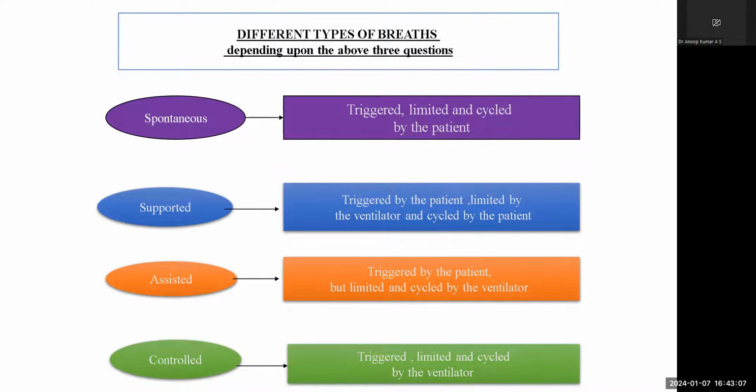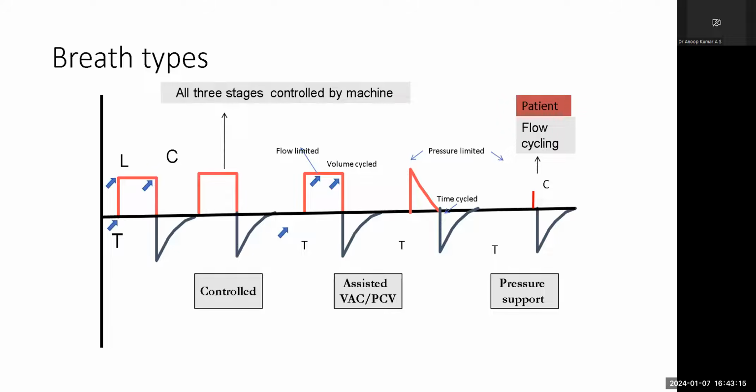Then we have a spontaneous breath, which is triggered, limited, and cycled by the patient, where there is no support at all. That is something like a CPAP. But supported will be CPAP with pressure support. Or in a breath also, you can have a supported breath. So the breath type can be a control, assist control, either volume control or pressure control, which I've already told, and something like a pressure support. These are the three breath types.